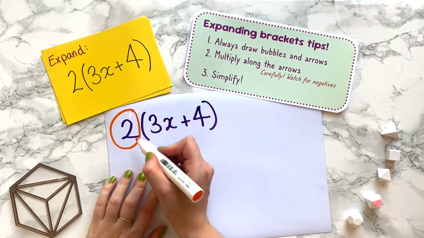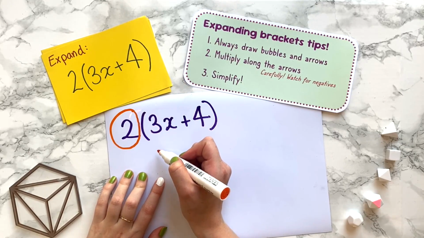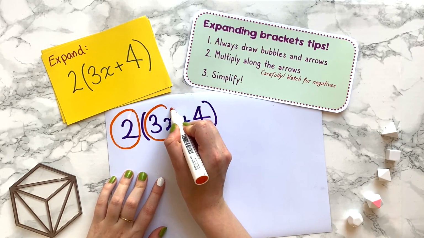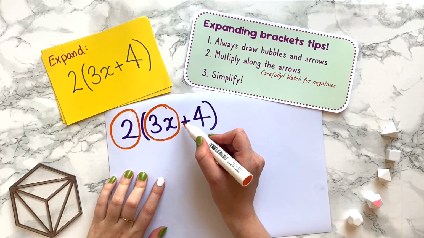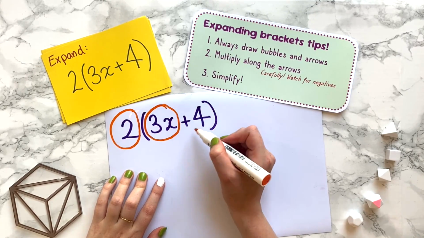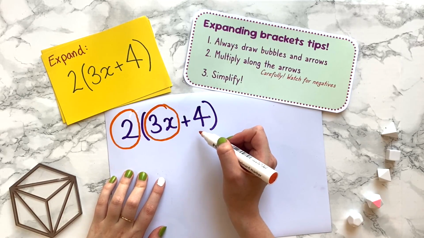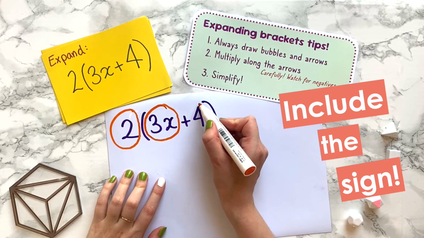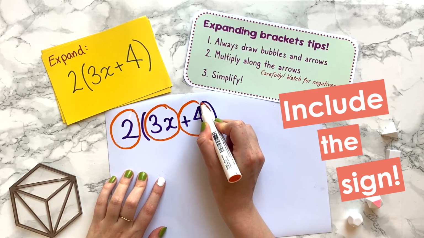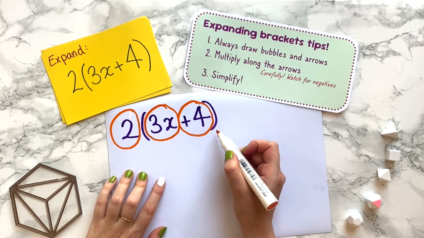Then we're going to draw a circle around the first term inside the brackets. So here we have a 3x. Our next term is a 4. But importantly, it's a +4. So when we're drawing our bubbles, if there's a sign that comes before a number, we're going to include it in that bubble. So this plus is before the 4, so it goes in the circle with the 4. There we go, those are our bubbles.